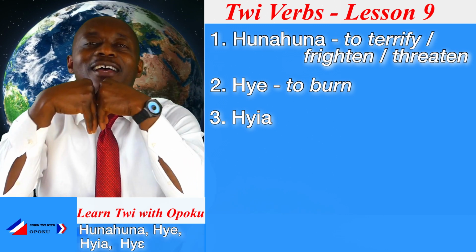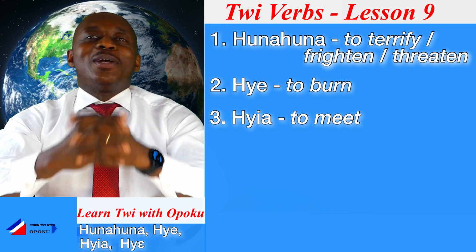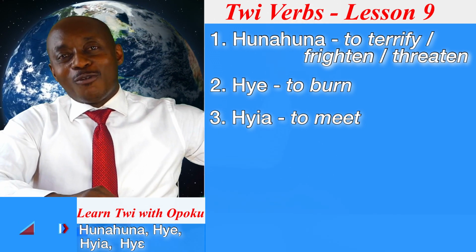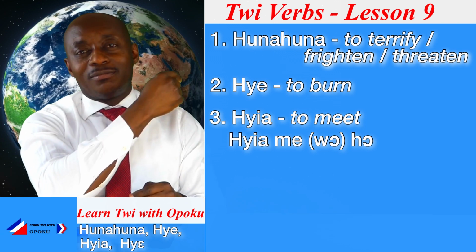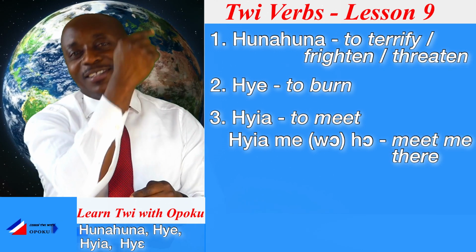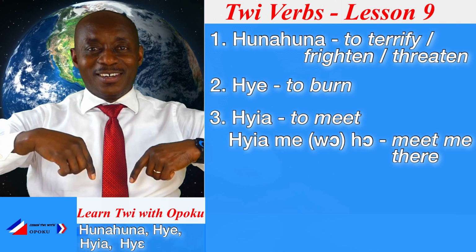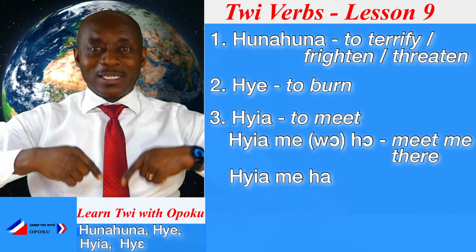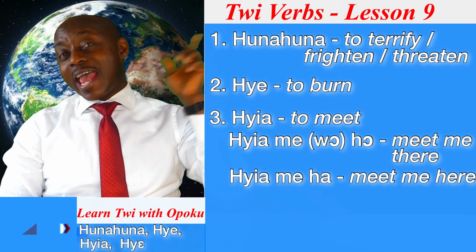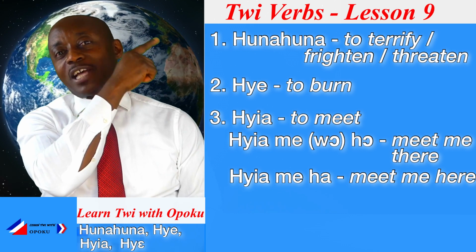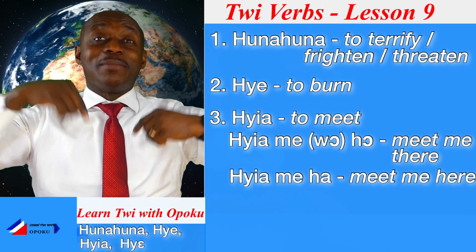Shia. When we say shia, it means to meet. So if I want you to meet me somewhere, on phone, I could inform you, okay, shia me ho, meet me there. Ho means what? There. Ha means what? Here. So if I want to say, okay, meet me here, then I'll say, shia me ha, meet me here. But if I want to say, meet me there, then I'll say, shia me ho, meet me there.